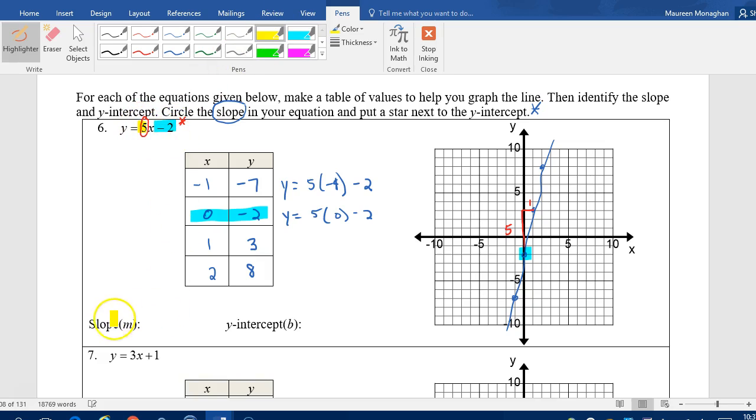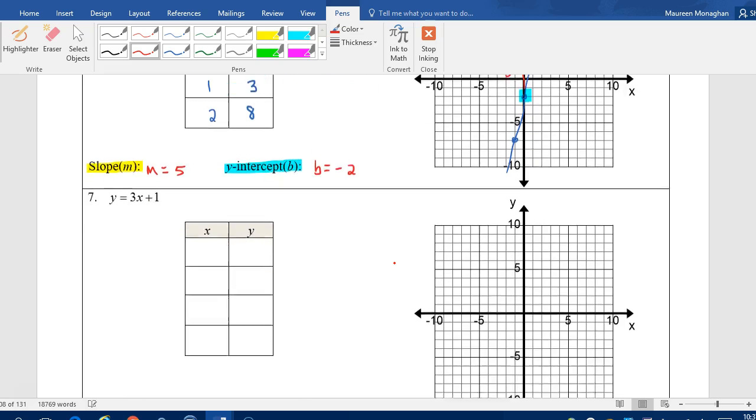And our slope, I'm always going to do yellow, because then it's consistent. Then I know what is what here. All right, so the slope, m equals, the slope I decided was 5 over 1. The y-intercept, which is used as b, is negative 2. Okay, let's take a look at this next one.